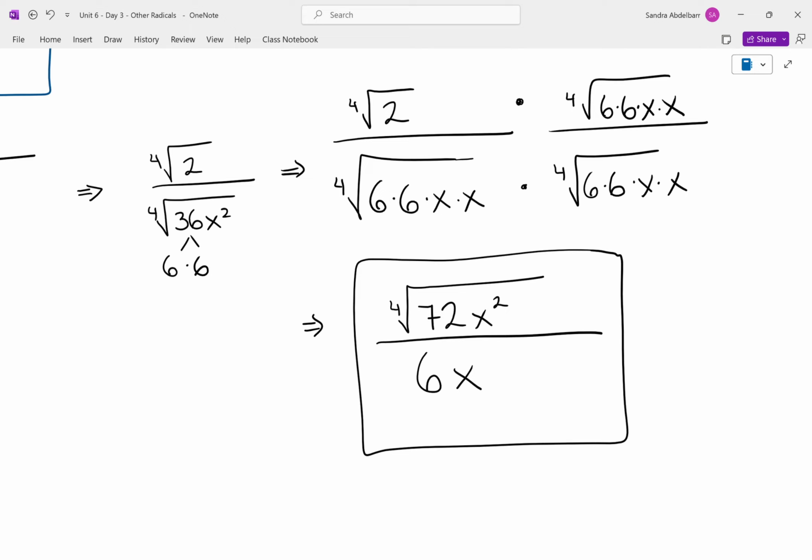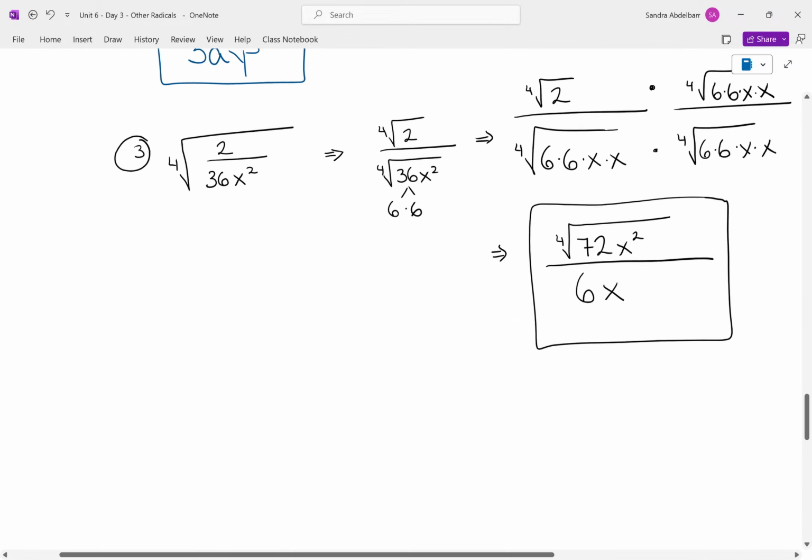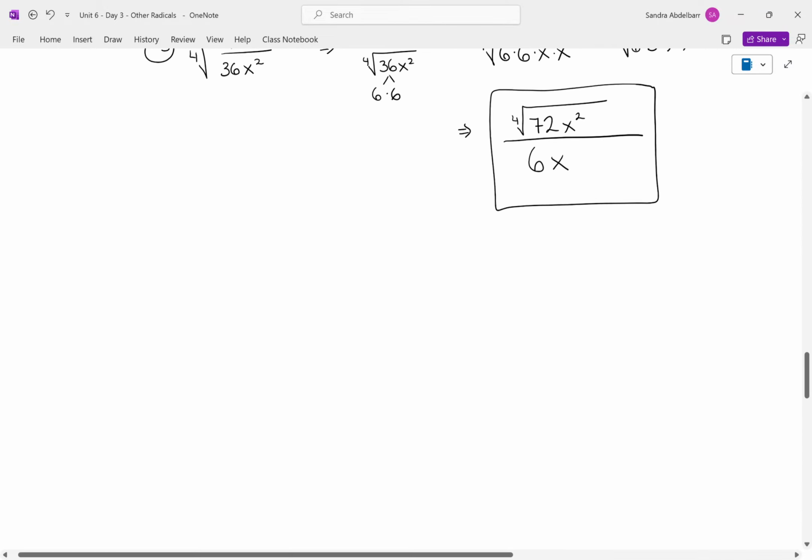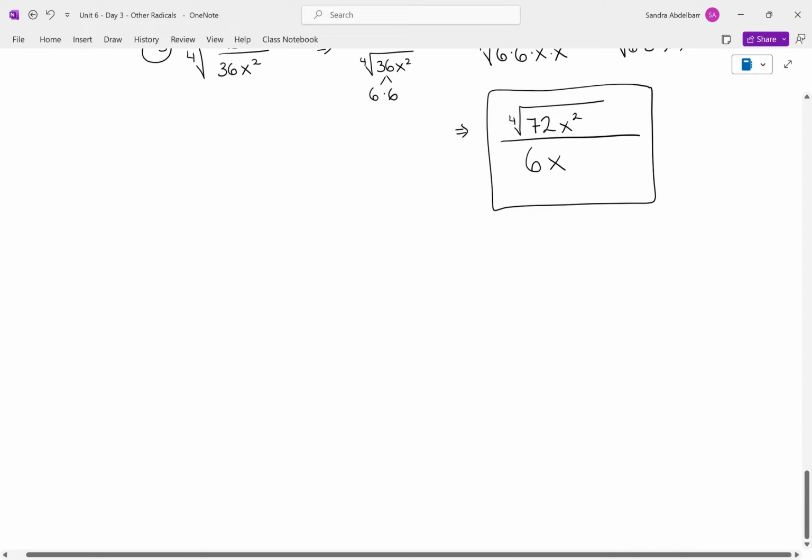Noah? In the beginning, if you turned the fourth root of 36x squared into a square root of like 6x, is that also acceptable? I know what you're doing. We're not quite there yet. We're going to be there, but yeah, I'll explain that in a future lesson, but you will be able to do it for a test.